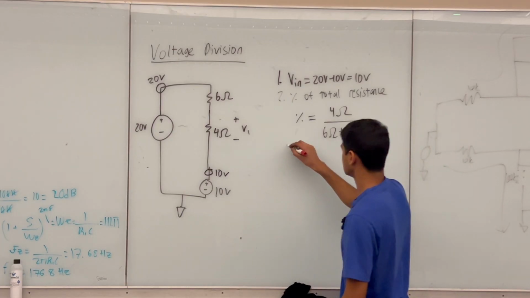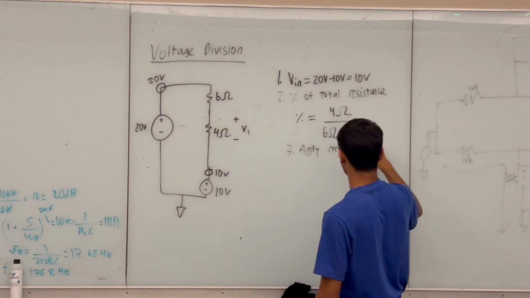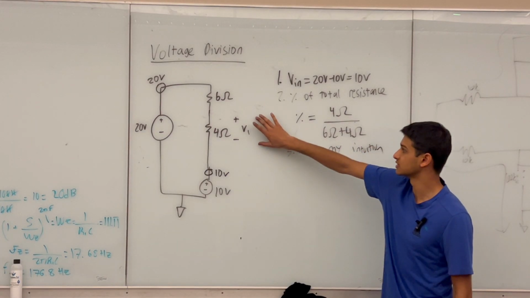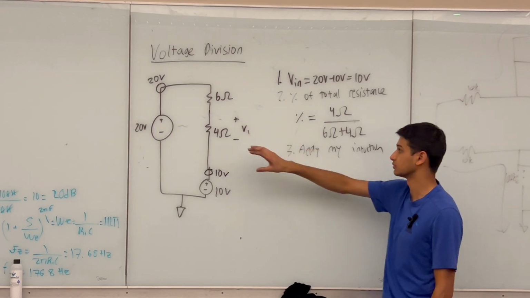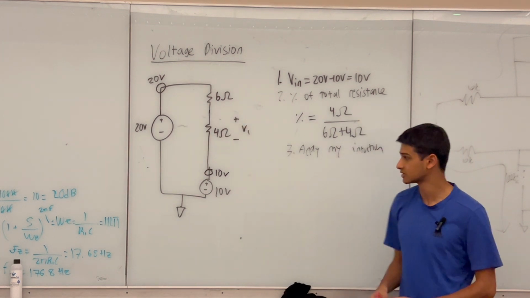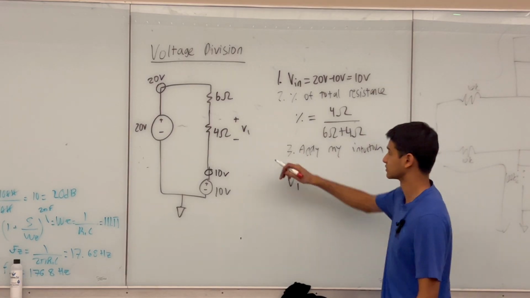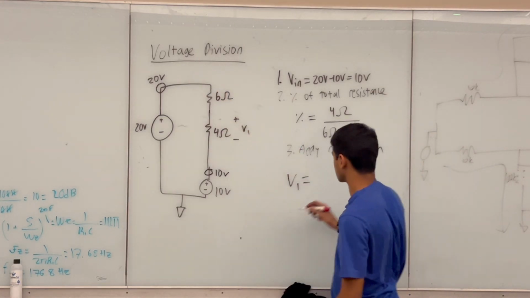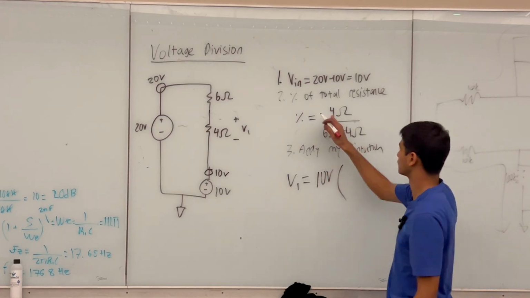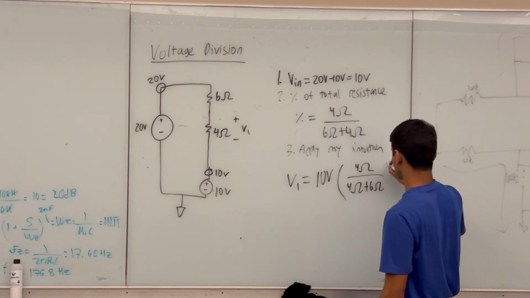And so the last thing I'm going to do is apply my intuition. My intuition just tells me that this voltage is going to be proportional to the percentage that this resistor takes up out of the total resistance. Applying that formula is going to yield this: V1 is just equal to the total voltage applied, so 10 volts, times my percentage, 4 ohms divided by 4 ohms plus 6 ohms.